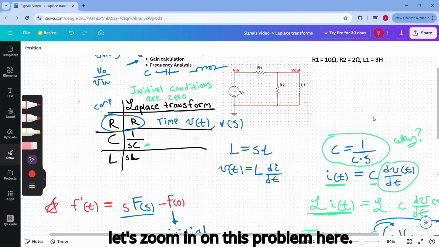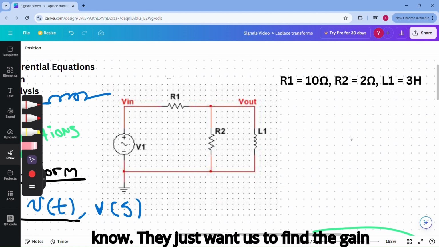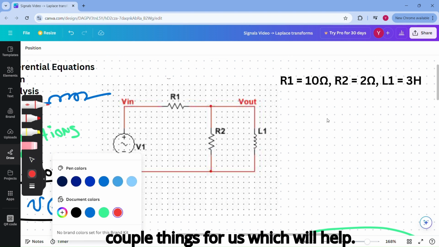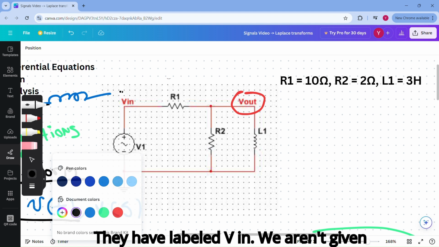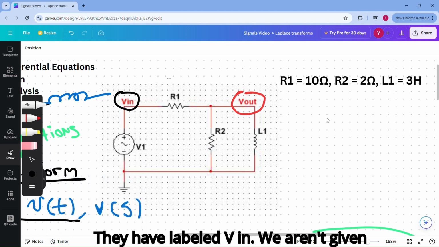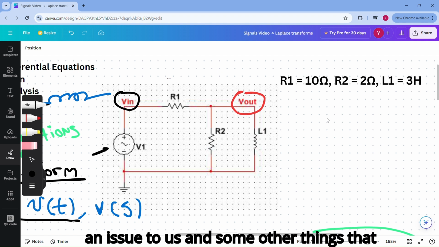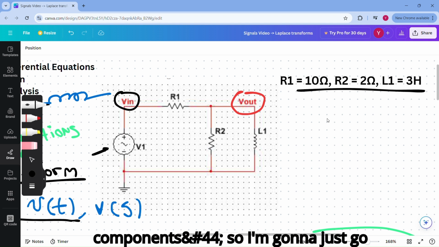So let's zoom in on this problem here. In this problem, they just want us to find the gain of this circuit. They have labeled a couple things for us, which will help. They have labeled V out. They have labeled V in. We aren't given the value of V in, but this won't be an issue for us. And we know all the values of the components.